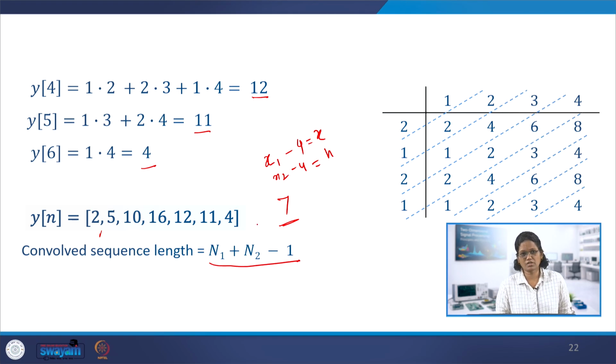This is for the finite sequence. We can also do it for negative indices in a similar fashion, and you have to identify where the 0 is using these methods. This is for the convolution sum.